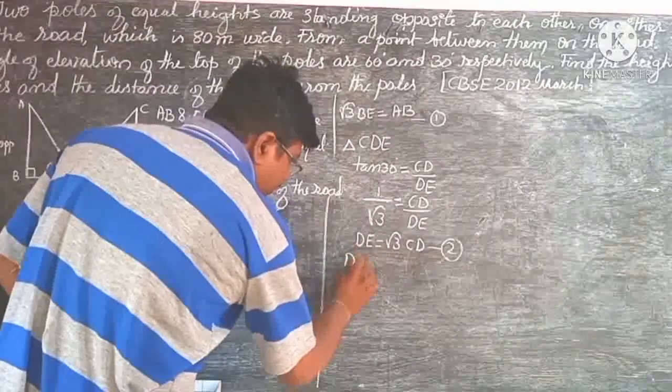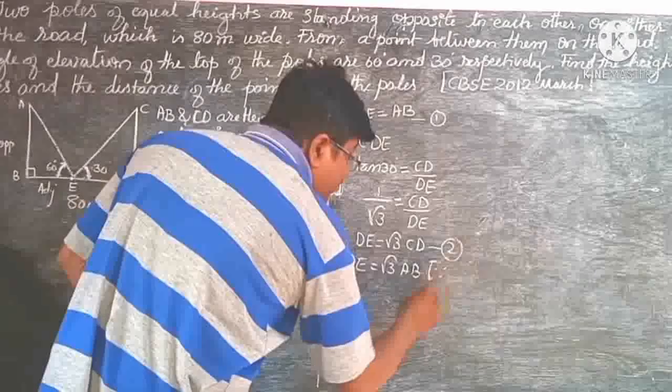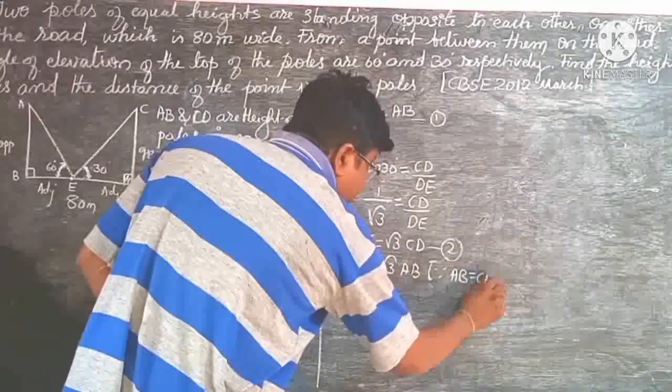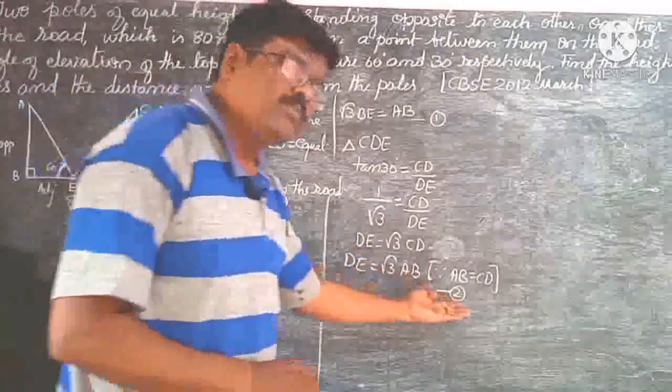So we write DE is equal to root 3 AB, because AB is equal to CD, since they are equal heights. Therefore, we can call this equation number 2.